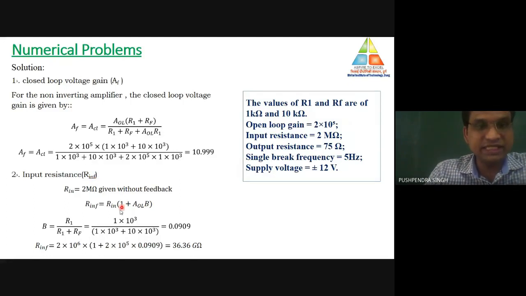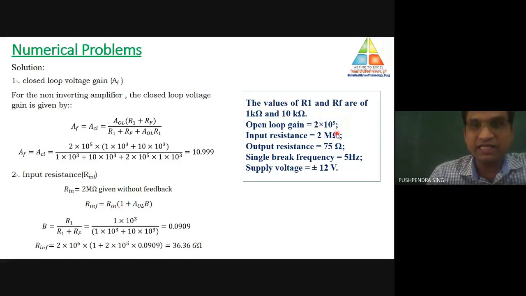Now the second parameter is input resistance with feedback. In case of voltage series, input resistance with feedback is calculated as input resistance Rin multiplied by 1 plus open loop gain multiplied by feedback factor B. So first of all, calculate the value of this B. In case of voltage series, the value of B is calculated as R1 divided by R1 plus RF. The basic difference in feedback factor in case of inverting and non-inverting is that in case of inverting it is RF, in case of non-inverting it is R1. Denominator parameter is same. Substitute the values and the final value is 0.0909.